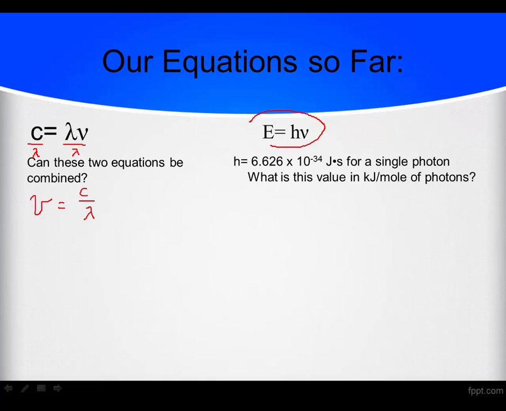Then I could take this equation, which has nu in it, and say that the energy is equal to h c over lambda. Basically, nu is equal to c over lambda, right? So I'm just replacing the nu with c over lambda. So this is another equation that is useful in finding the energy.